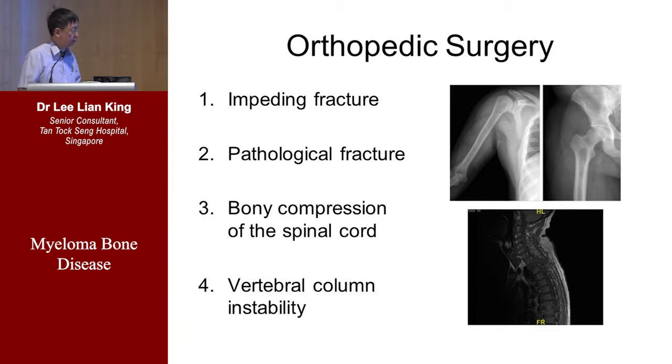And sometimes the vertebral column or any bone becomes so unstable that the orthopedic surgeon, or spinal surgeon, will go in to fix it, to stabilize it. And we have patients who went for transplant in our NUH. They had a surgical procedure to stabilize the vertebral column before they transplant.